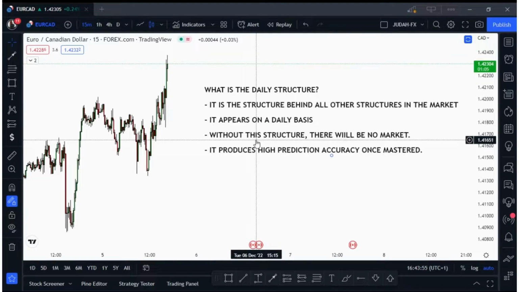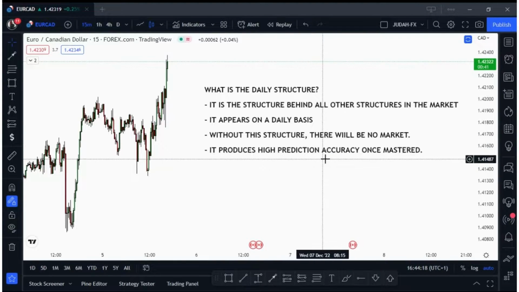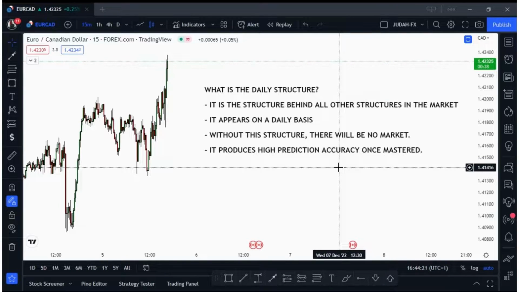This structure is the foundation, the core of the movements in the market, of how the institutions and the banks move the market. This is the core structure that you need to know to be able to easily identify where the market is going to go for the day or for the week or whatever you want to predict. It produces high prediction accuracy once mastered. Once you master this structure, you will be able to predict the markets with a high degree of accuracy. You'll be able to know at first glance where the market is going to be going for that day.